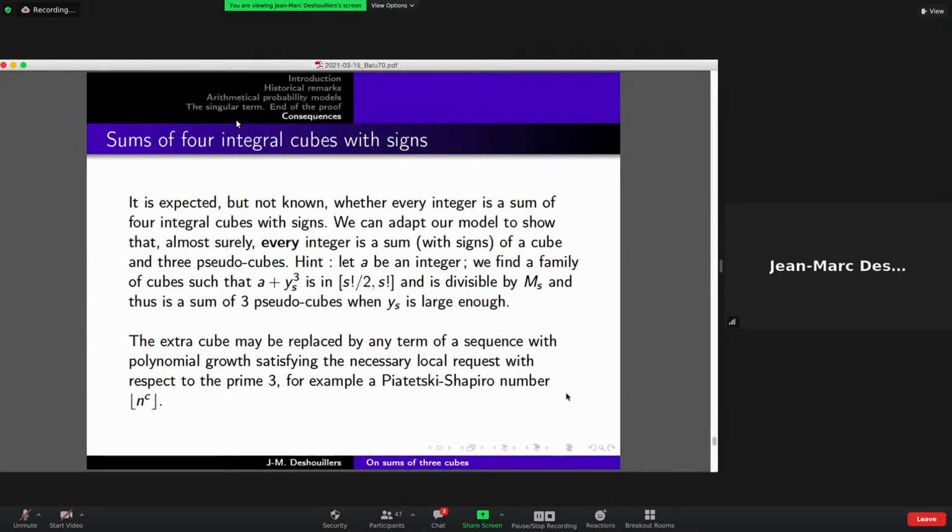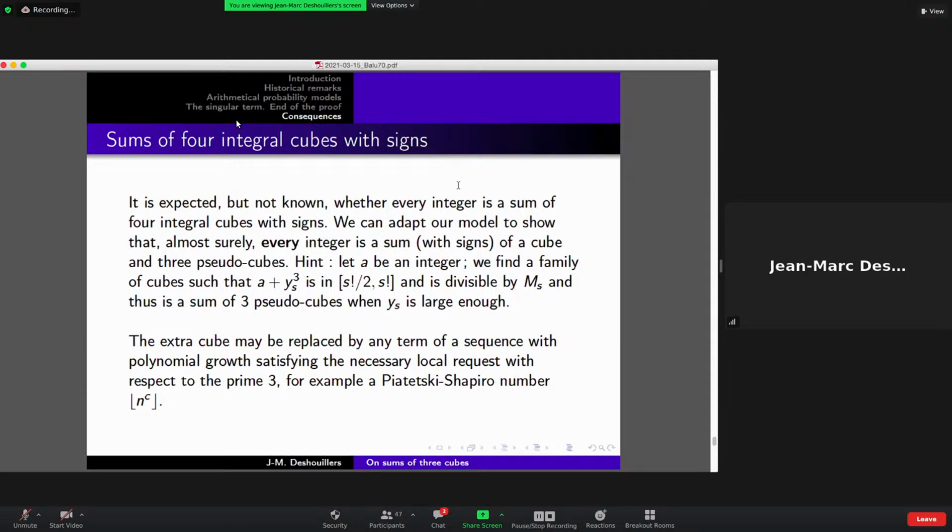Maybe some other things, now the sum of integral cubes with signs. There is something which is expected, that every integer which is not congruent to 4 or 5 mod 9 is a sum of 3 integral cubes with signs. We are rather far from that, because in some cases you need extremely large cubes. For example, for 33, it was solved only last year or 2 years ago, because the smallest summands are of the order 10 to the 16.